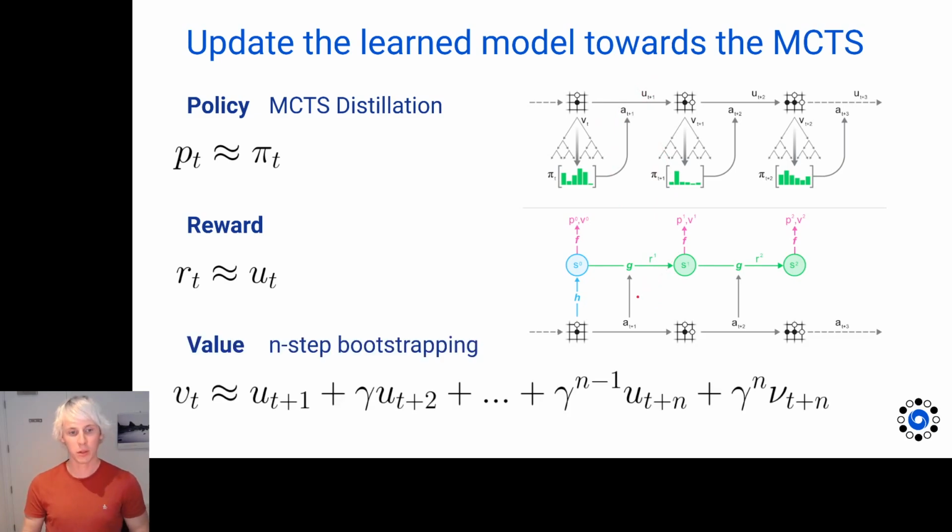And for the value, we can use n-step bootstrapping. So we can build the discounted sum of future rewards for n steps, and then we bootstrap from the value estimate at this point. And at every time step, we multiply by some discount. In Atari, we use the standard discount of 0.997 as previous work. And in board games, we don't discount at all. In fact, in board games, there's only a single reward, final win or loss result.